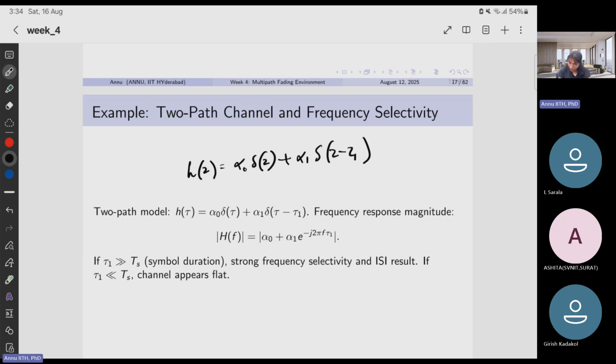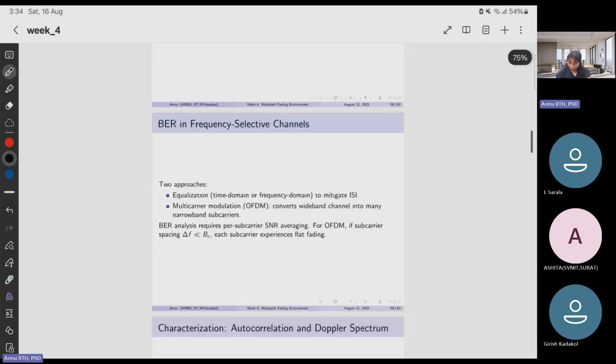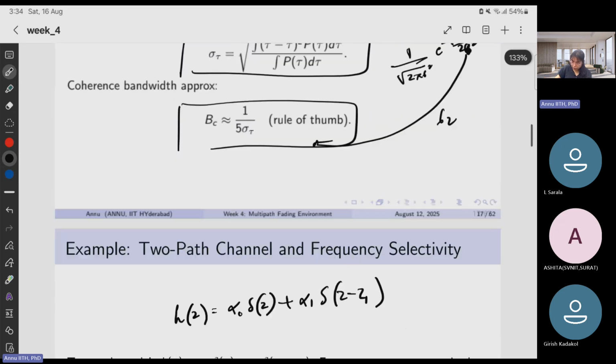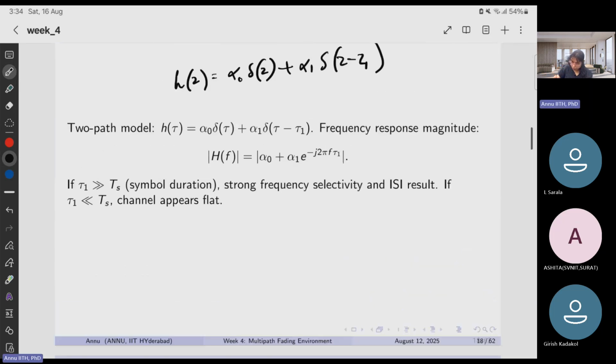And if it is less, the channel will appear flat. Why is that the case? It is just the opposite of this, right? Because the coherence bandwidth BC is inversely proportional to tau 1. It is actually a delay, and it is inversely proportional, so the opposite symbol is used here, greater than.